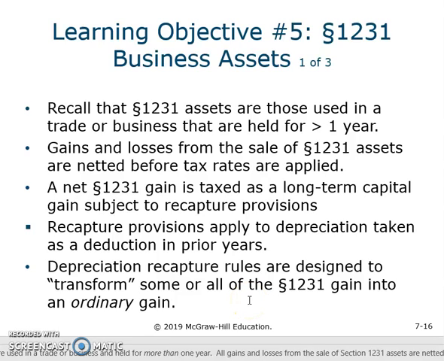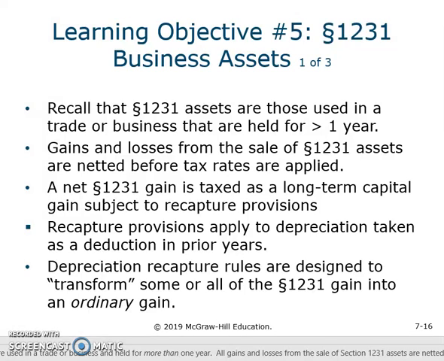We're going to continue our discussion on Chapter 7 with Section 1231, Business Use Assets. As we talked about at the beginning of Chapter 7, Section 1231 assets are those that are used in a trade or business and held for greater than a year. Gains and losses from the sale of 1231 assets are going to be netted before tax rates are applied. A net 1231 gain is taxed as a long-term capital gain subject to recapture provisions, which we'll talk about later.